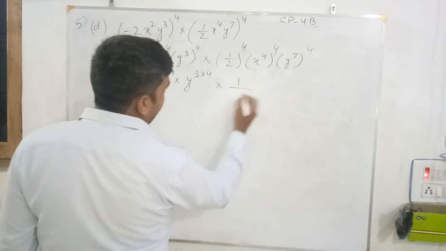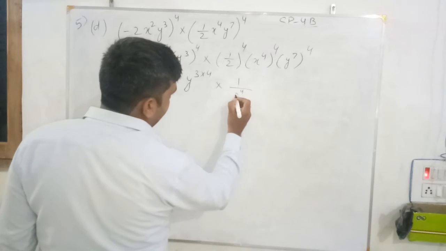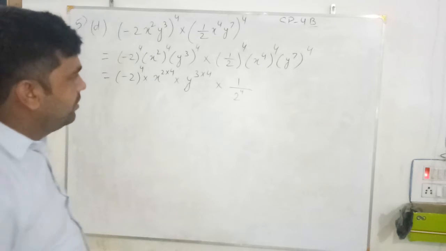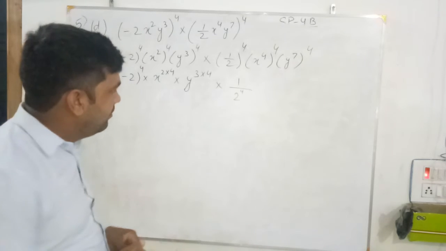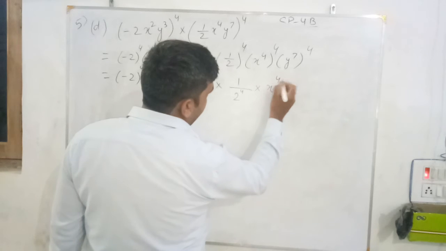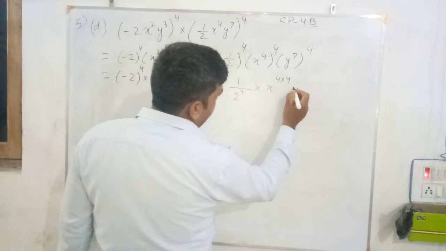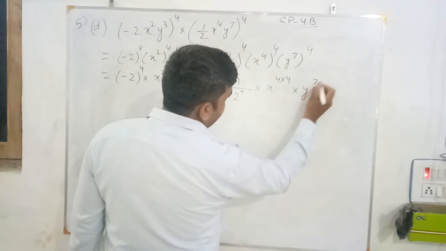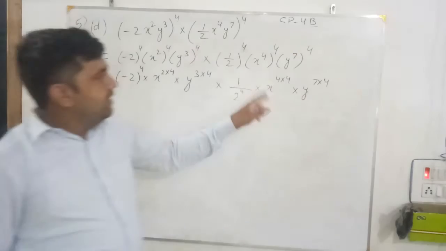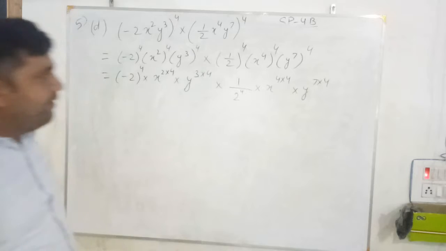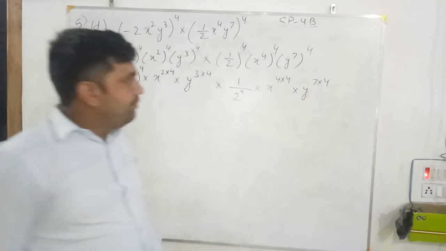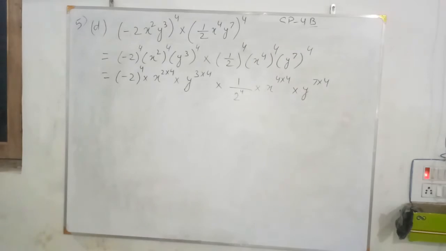Again here 1 by 2 to the power 4, because this power 4 is for all. 1 to the power 4 value is 1, so we can write 1 by 2 to the power 4. Again here multiply x to the power 4 multiply 4. Here y to the power 7 multiply 4. So here also we are applying the power law, because a to the power m, to the power n, is equal to a to the power m into n. That is the power law.